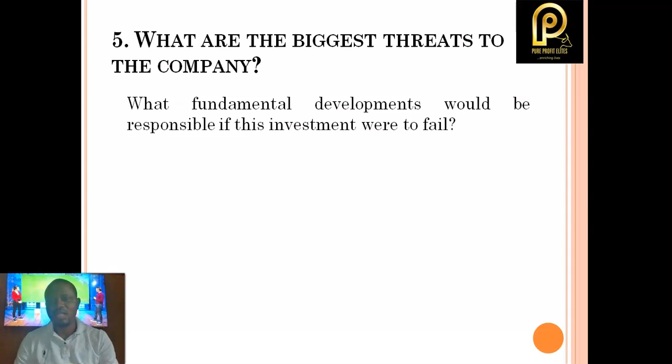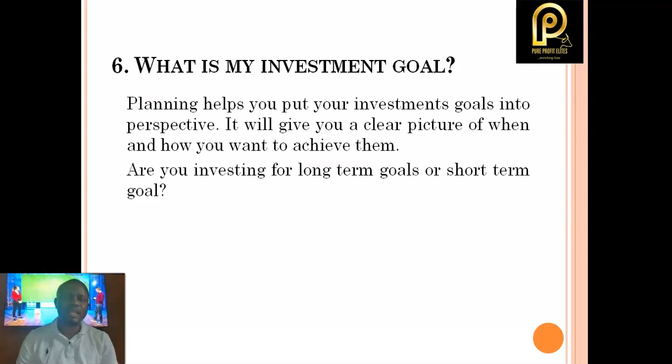Number 6, the sixth point is, what is my own investment goal? Now, if you have to invest, you are investing for a reason. There's nobody who wants to invest just for investment's sake. So you must have a goal for your investment.